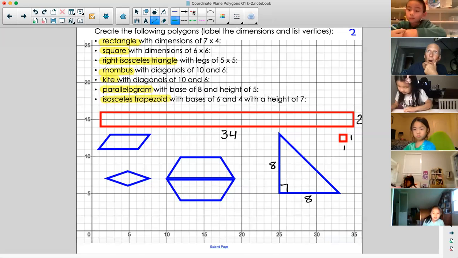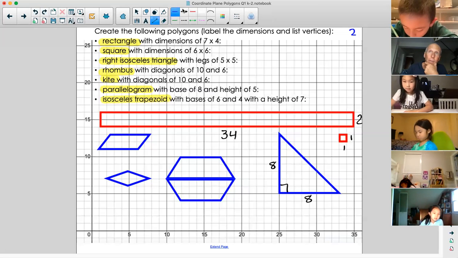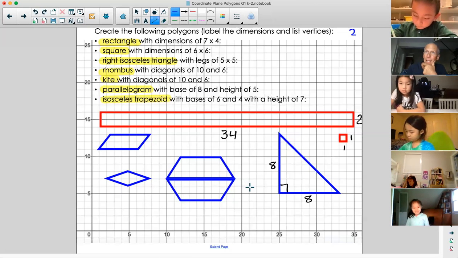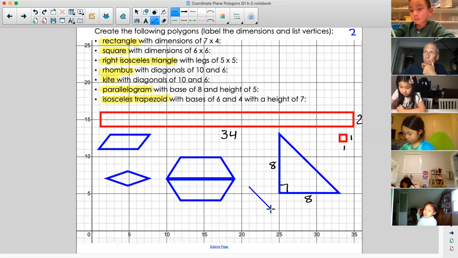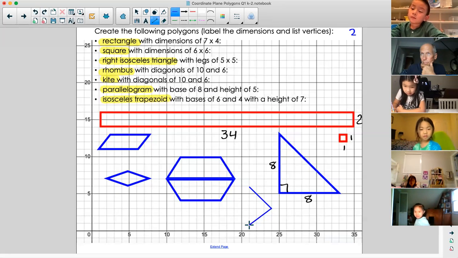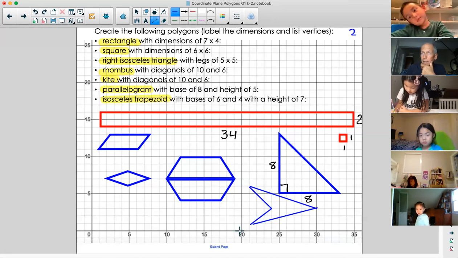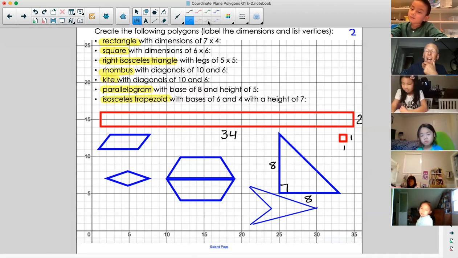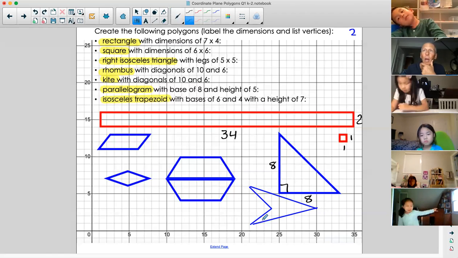All right, now you're not going to believe this one. Are you ready for something truly unbelievable? Okay. This is a kite, but you're not going to believe it. Can you guys believe that that is a kite? No way. It almost looks like a paper airplane.